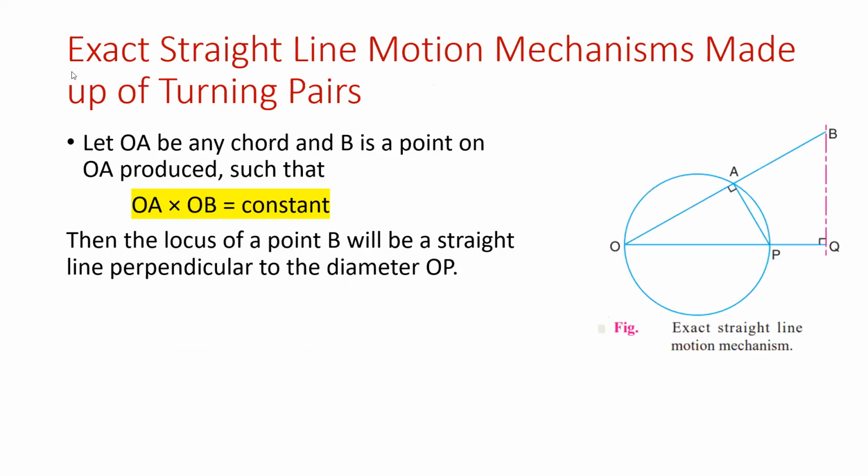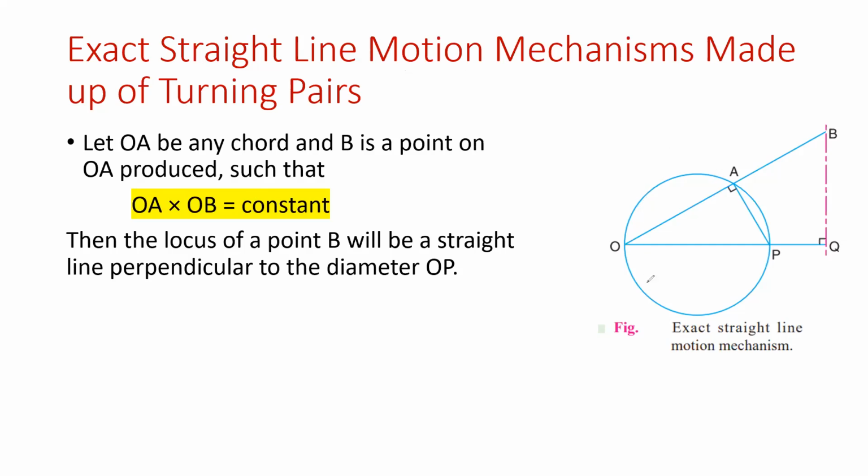As the name suggests, any one point on this mechanism will be moving in a straight line, and with the help of that point we can achieve the desired operation. The motion of that point will be useful to us. Now, how do these mechanisms, which are made of just turning pairs, give us the straight line motion? They work on one principle. I will tell you what that principle is.